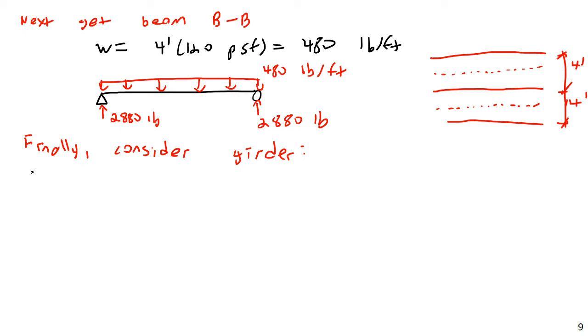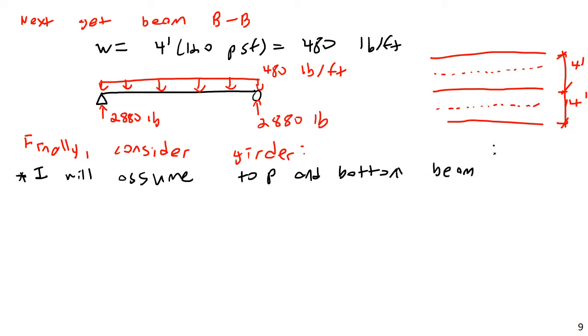I'm just going to go ahead and assume that the top and the edge beams distribute the load directly to the columns. For here, I will assume, but you could design it either way, that the top and bottom beams distribute their load directly to the column, bypassing the girder.